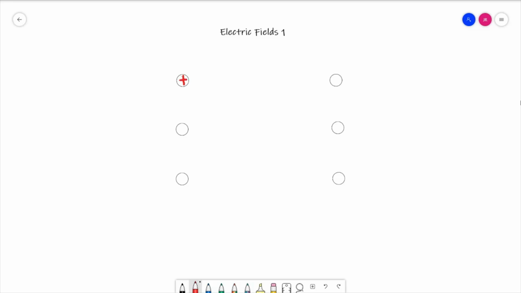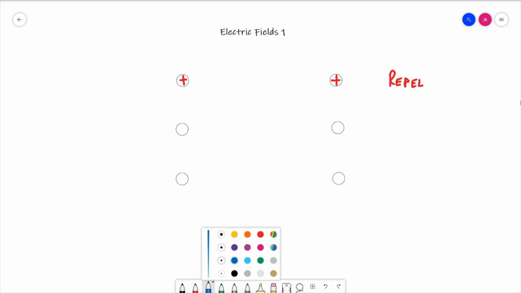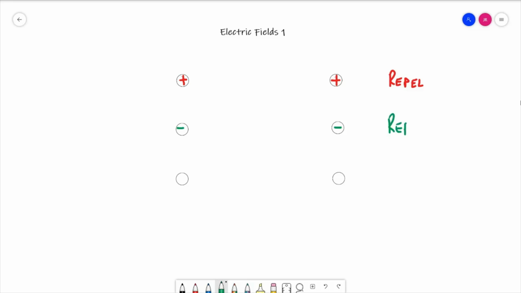If we take two particles that both have a positive charge, from GCSE we know that those two charges will repel. If we have two negative charges, say electrons, they will also repel. If we have opposite charges though, a positive and a negative, then we know from GCSE that those will attract.